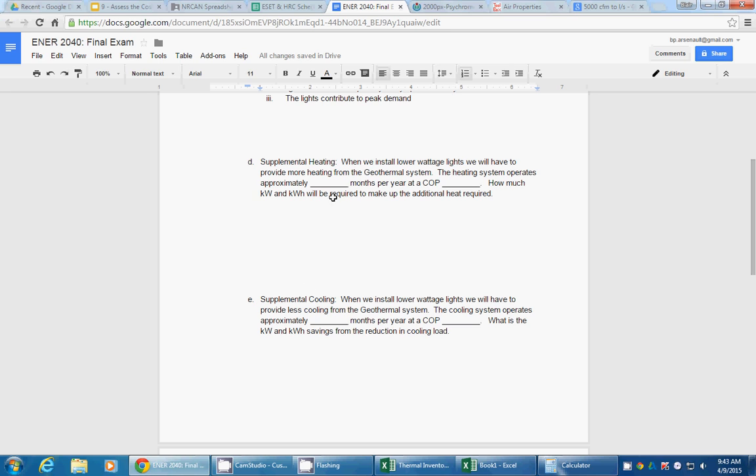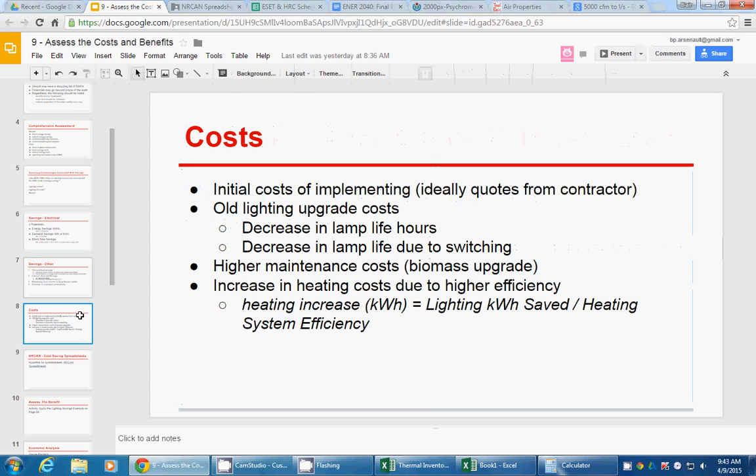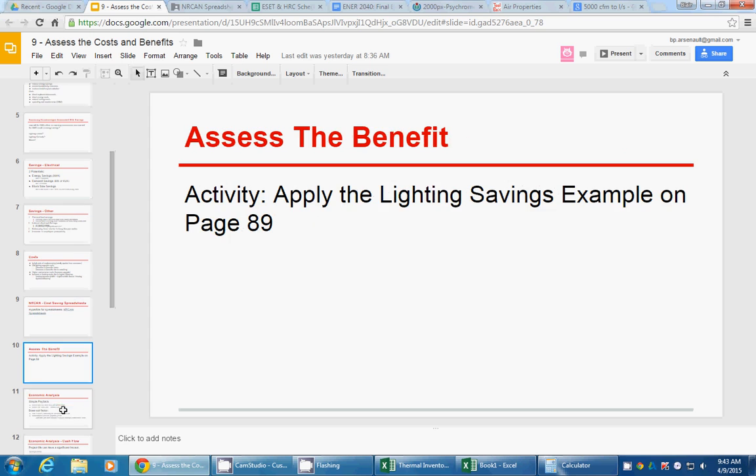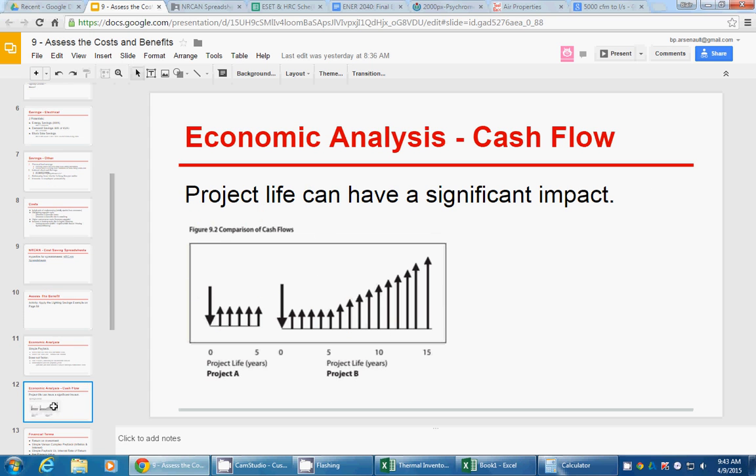Any questions on that? The heating part? Probably on Sunday. So it's just your kilowatt savings divided by the COP is what you need to make up for the lost heat. Yeah. And you kind of missed the presentation yesterday, but some of these formulas and stuff are in this spreadsheet.